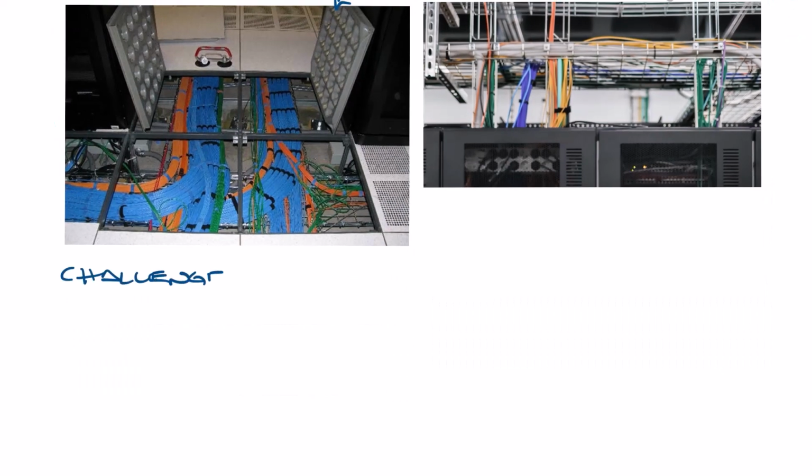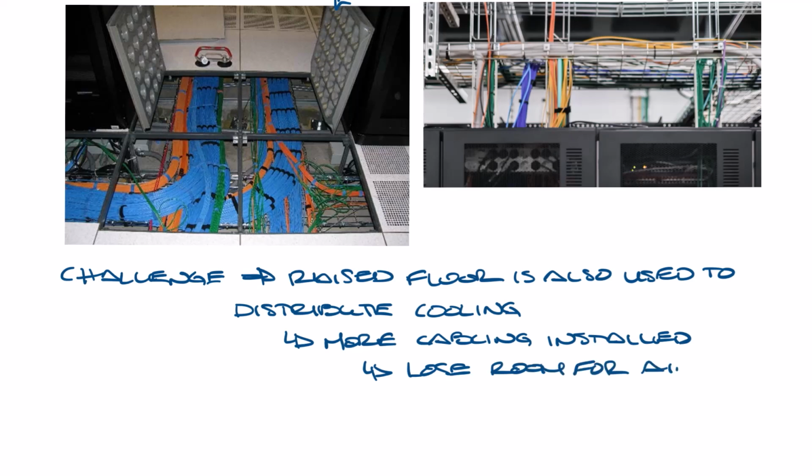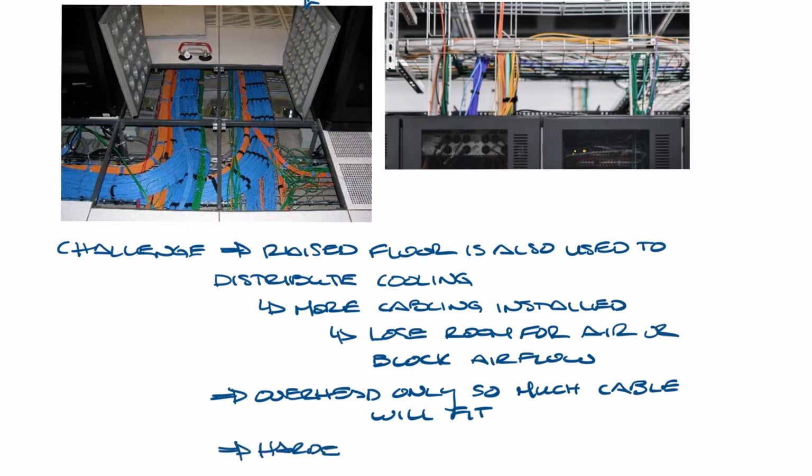The challenge here is that the raised floor is also used to distribute cooling to the racks. As more and more cabling is installed in the floor, you start to lose room for the airflow, or you could even block the airflow completely. And even in overhead racks, there's only so much cable that'll fit. It's also harder to add circuits, or to make changes in the data center layout or capabilities.